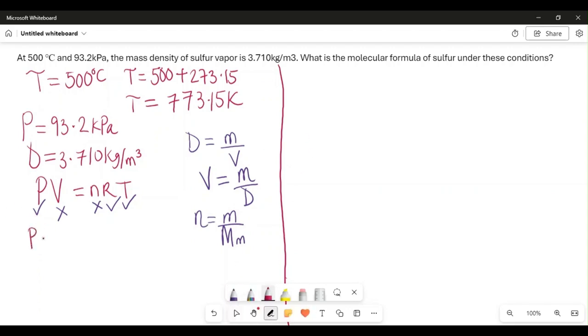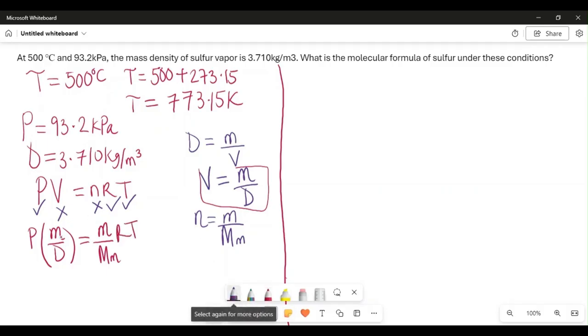So we have P times V in terms of mass and density, so that will be m divided by d, equals the number of moles in terms of mass and molar mass, that will be mass divided by molar mass, and then we have R, and then we have T. So we cancel out mass, we cancel out mass. What we end up with is P divided by d equals RT divided by molar mass, or MM.